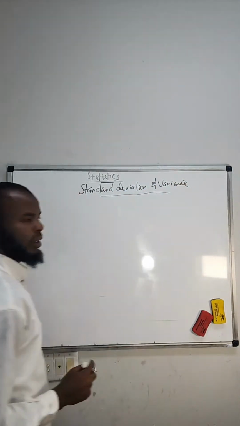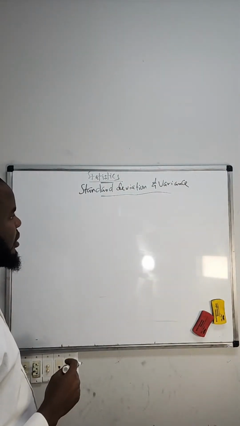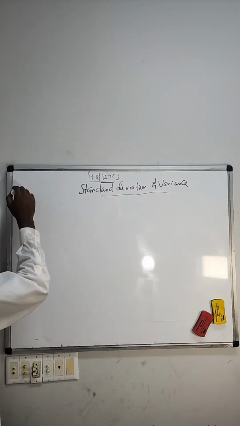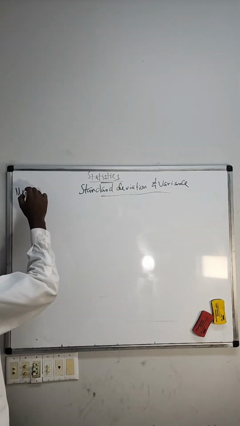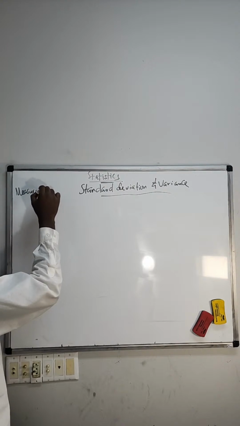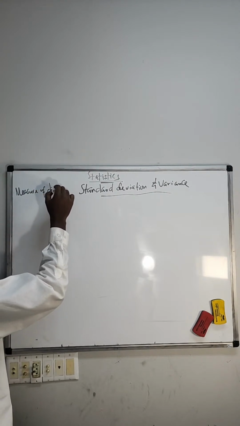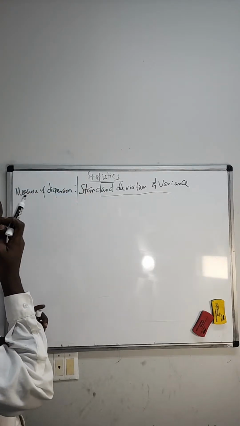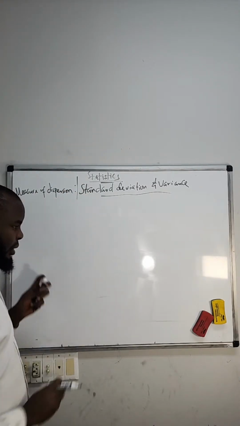In the previous video I talked about measures of location. This is under measures of dispersion. Measure of dispersion means how far an observation is away from the middle.